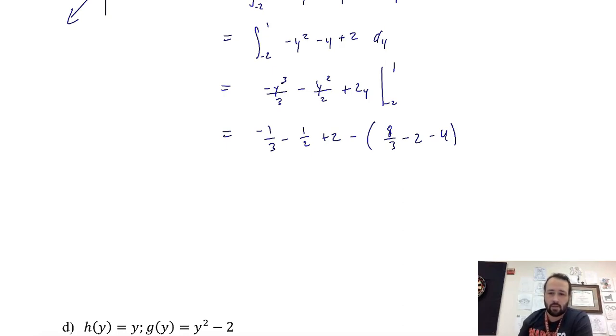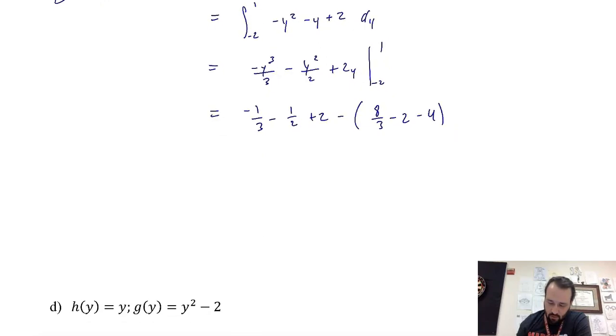Really even less than this. You could just literally put in 1 minus when you put in negative 2, and that would work. But if we're on a multiple choice, we're going to need to simplify this a little bit more, so let's make sure that we can combine our fractions. Let's see, that's 2/6 and 3/6 will be negative 5 over 6 plus 2 minus 8/3. That would be negative 6, so plus 6. So this would be 8.